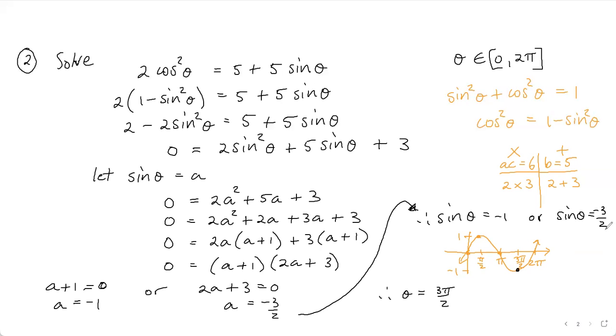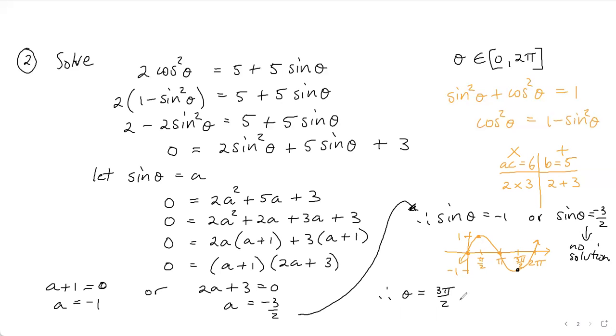But over here, in -3 on 2, that's -1.5, hey? So -1.5 is down here. Sine doesn't come down that far. It's only between 1 and -1. So this one gives us no solution. So for this equation, with that restricted domain, we had one solution. Theta is equal to 3 pi on 2.